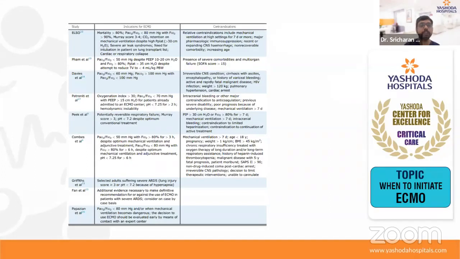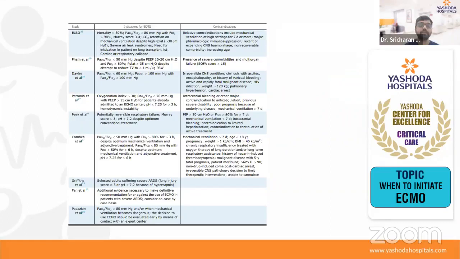And next comes the EOLIA trial. The EOLIA trial comes with indications closer to those of ELSO, where the PF ratio is less than 50 with FiO2 greater than 80% for greater than 3 hours, or the PF ratio is less than 80 for greater than 6 hours despite optimal mechanical ventilation management, or the pH is less than 7.25, that is hypercapnic respiratory failure with pH less than 7.25 for greater than 6 hours. In these conditions, according to these studies, veno-venous ECMO is indicated.